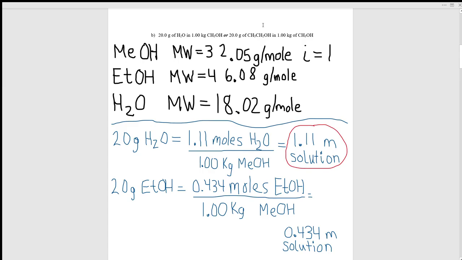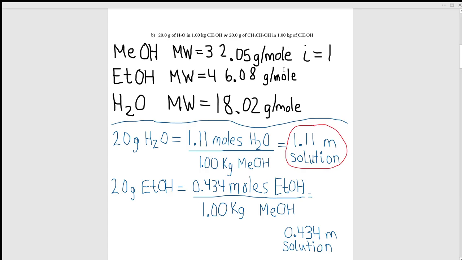They're not ionic compounds. So when they are put in our solvent of methanol, they're not going to dissociate into cationic and anionic particles. Because they are non-ionic solutions, we can therefore assign a value of i equals 1 for both of these.